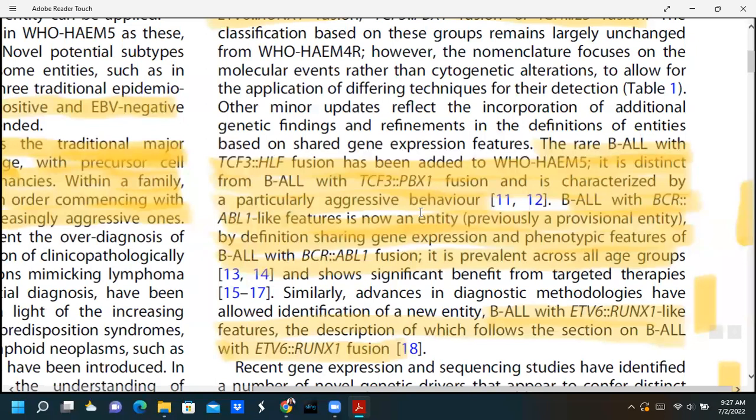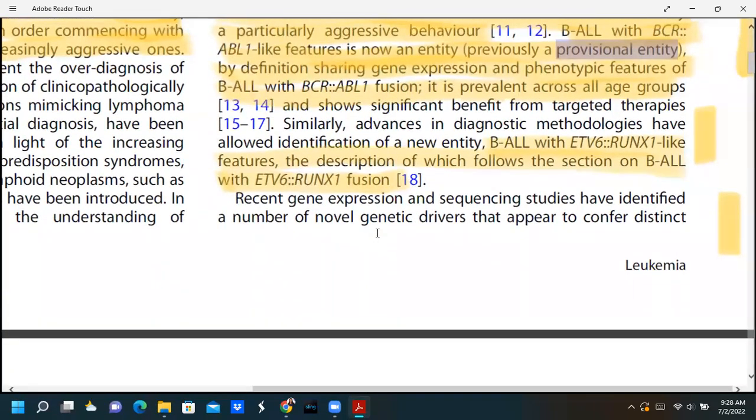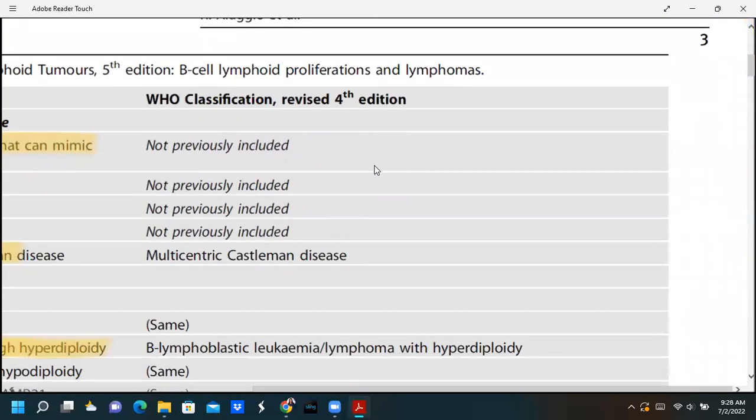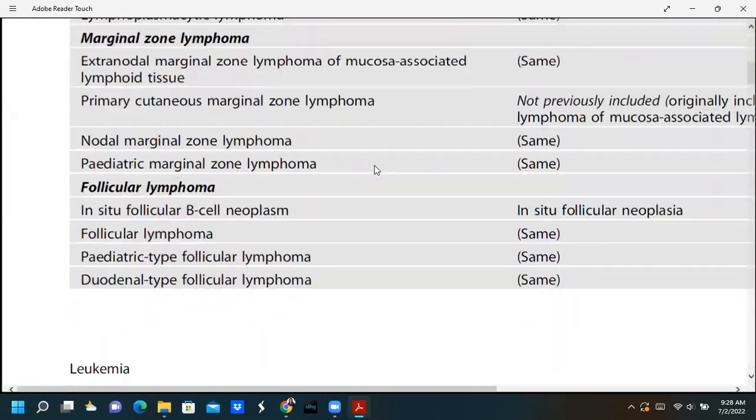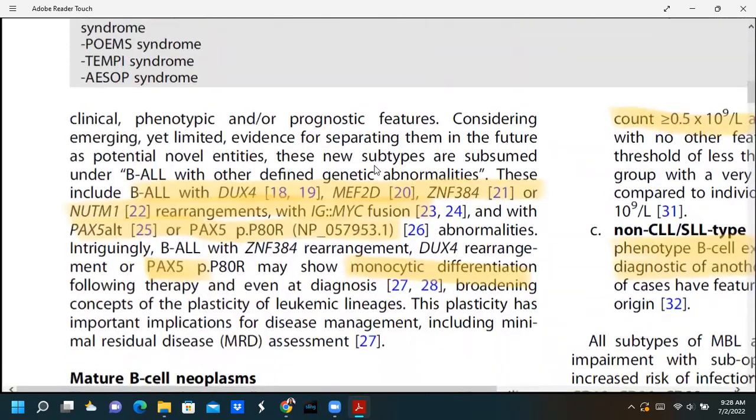And so now the previous provisional entity of BCR-ABL1-like, B-ALL with BCR-ABL1-like features, now they are making it a real entity, and that will have gene expression and phenotypic features of BCR-ABL1 fusion, and is prevalent across all ages. Okay, and then B-ALL ETV6::RUNX1-like has been added as an entity, and the description follows the section on B-ALL ETV6::RUNX1. Okay, so we'll read that. So that's that, and CHL we'll do eventually.